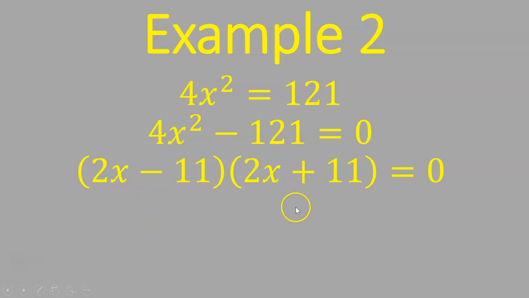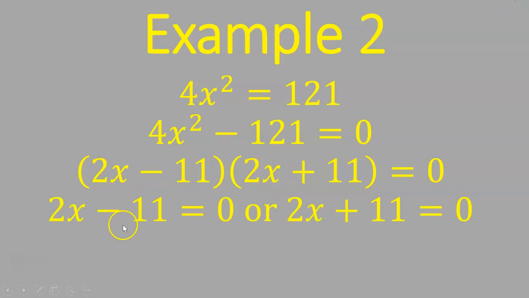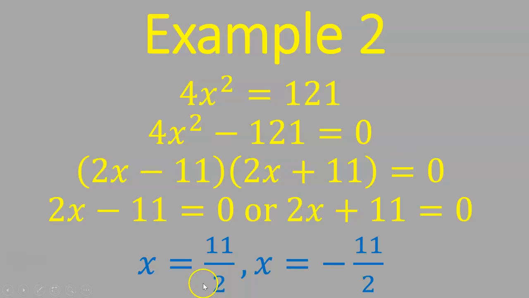Again, you could put the plus first. But we have the zero product property: we have an equals 0, and we have two things being multiplied together. So let's set them both equal to 0 and solve. Add 11 to both sides and divide by 2. You get 11 halves, and negative 11 halves over here. And I won't show what the solution set says.